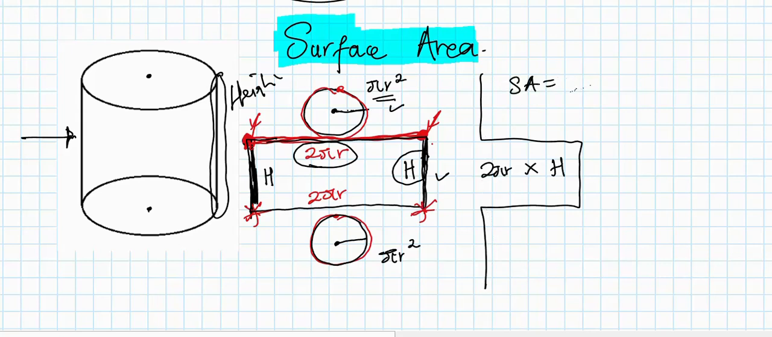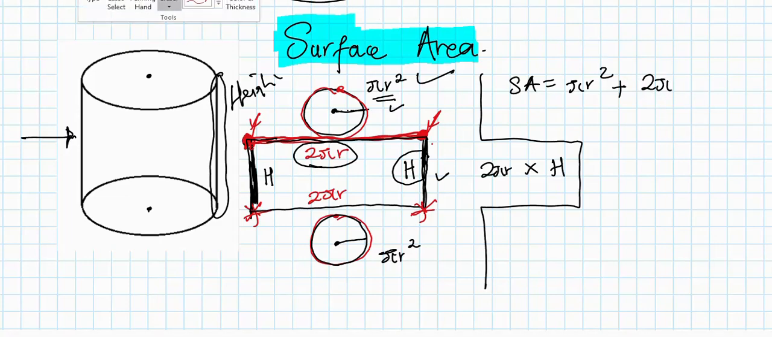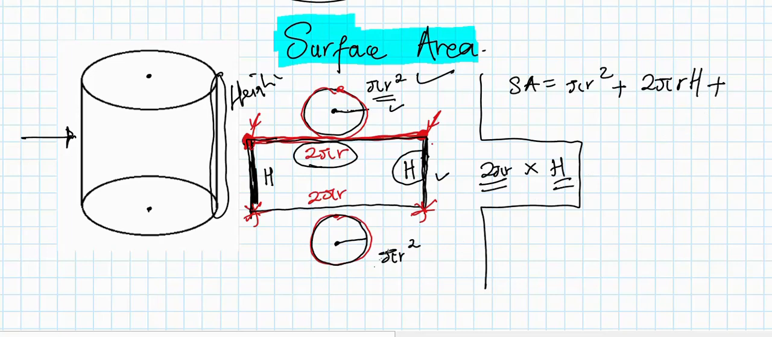Therefore, surface area is equal to pi r squared, which is this circle, plus 2 pi r, let's fix that, 2 pi r, right? It's this part, times h, so I'll put an h there, plus the area of this one here, pi r squared, right?